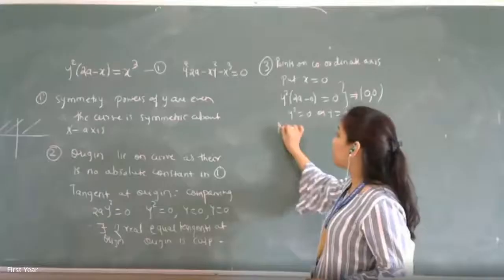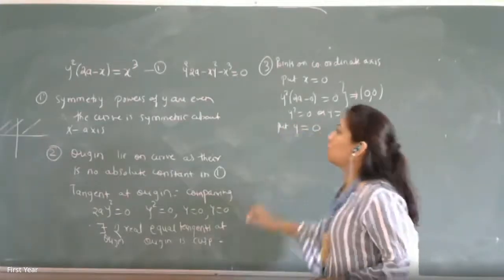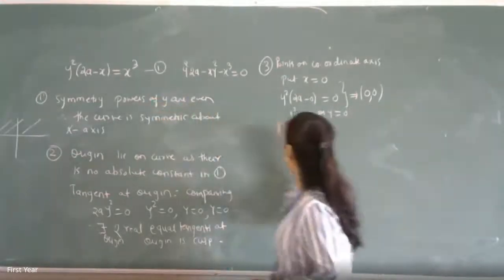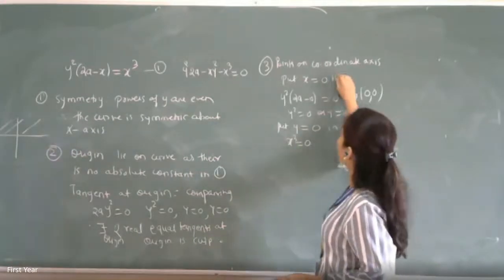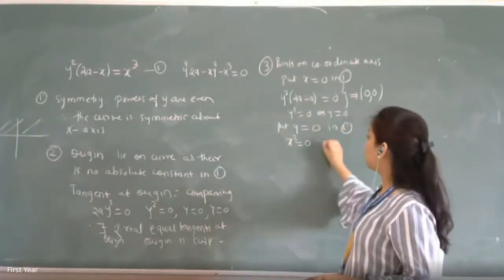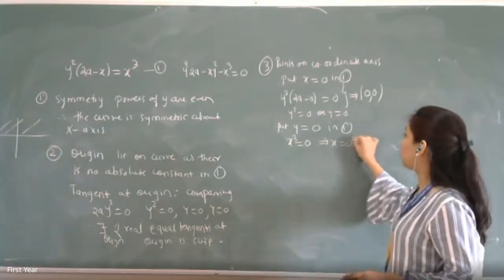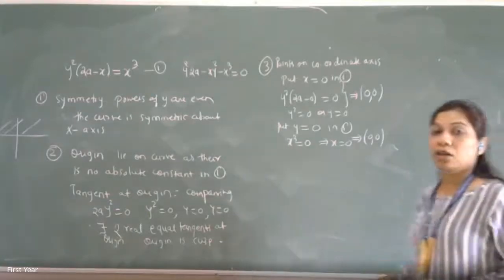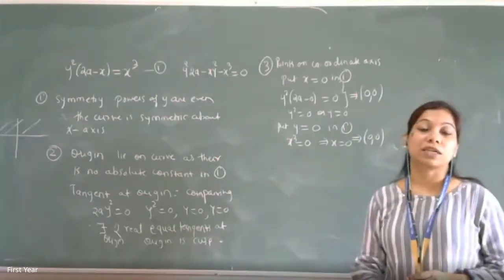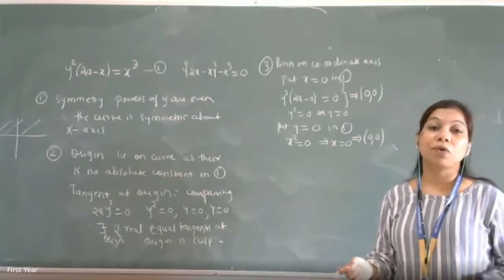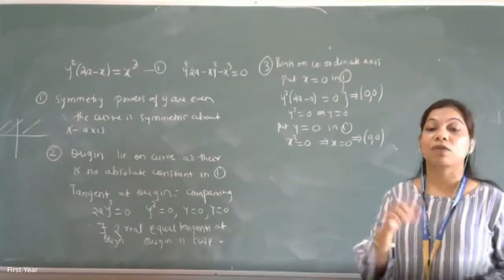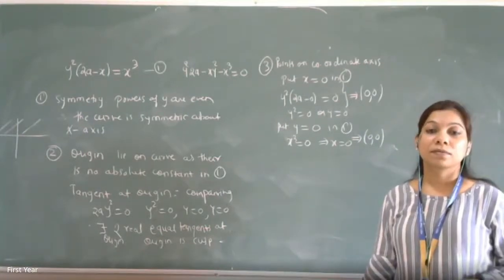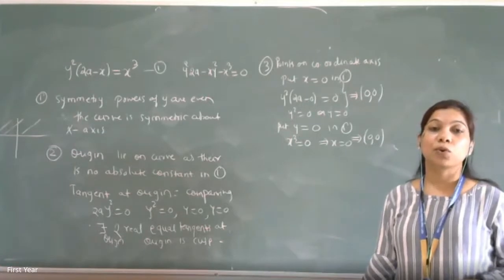Now you put y is equal to 0. What do you get? X cube is equal to 0. This is also in equation 1. So you get x cube is equal to 0, meaning again x is equal to 0. So this also gives you 0, 0. That means there is only one point, origin, which is on the x-axis as well as on the y-axis. Clear? No other point where the curve cuts the x-axis or y-axis. Understood? Yes or no?